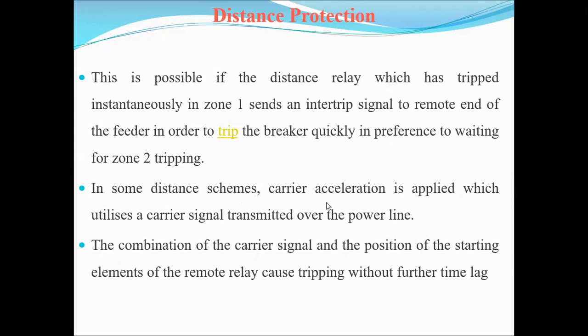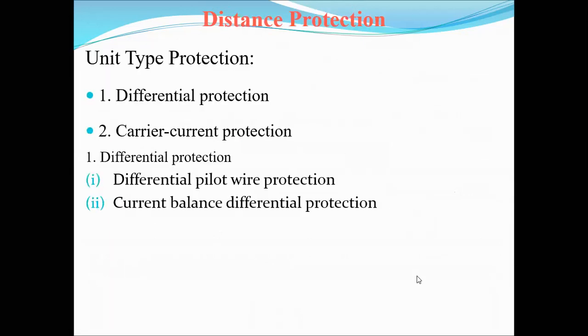In some distance schemes, carrier acceleration is applied, which utilizes a carrier signal transmitted over the power line. The next type is the carrier acceleration. The carrier acceleration is used by the carrier signal transmitted by the power lines. While observing these carrier signals, we give the indication to the circuit breakers. The combination of those carrier signals and the position of a starting element of the remote relays causes tripping with time lags.